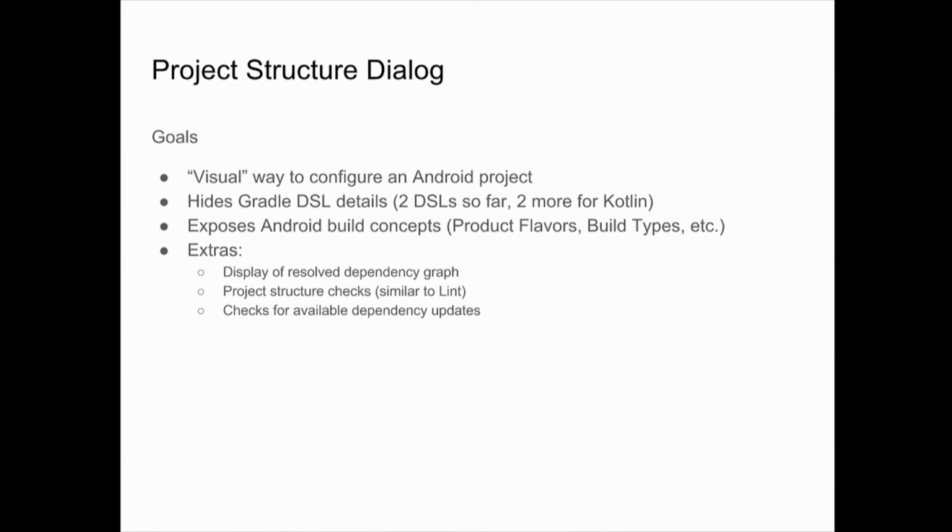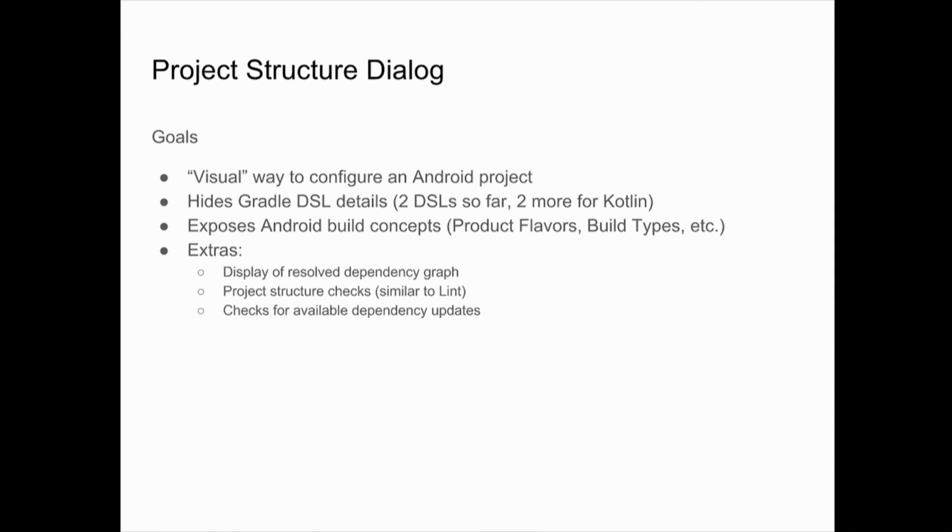So we have replaced the default project structure dialog in IntelliJ IDEA with our own. This one is Gradle-centric, so it hides all the complexity of the DSL. Developers don't have to learn the DSL. And this is going to get complicated pretty soon, because right now, just with the Groovy-based DSL, we have two DSLs, one for the regular plugin and one for the experimental plugin. And once Gradle supports Kotlin, there's going to be four DSLs. And developers have to deal with all that.